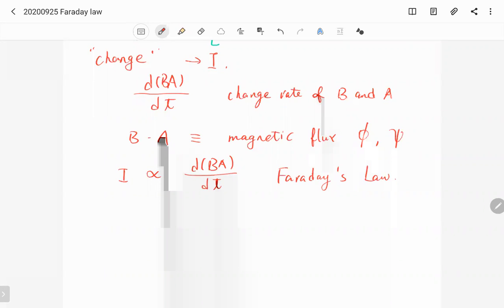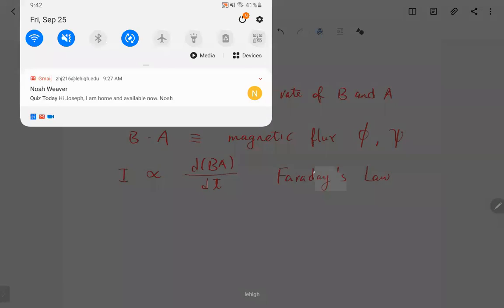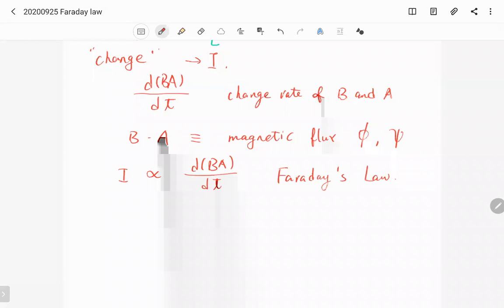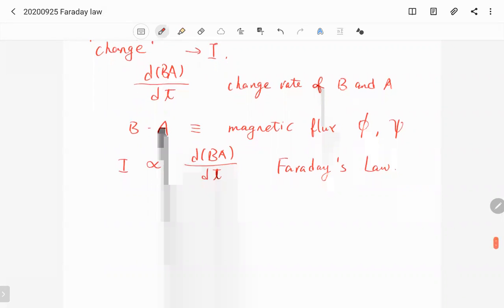And this is a very big discovery at that moment. And when he summarized this relation, this is the first time that people can generate the current. So if people can generate the current, they can invent an electric generator. Then if we have an electric generator, we can generate electricity, and we can use electricity to ignite the bomb or use electricity to drive the motor. So this is a very big and important discovery at that time.